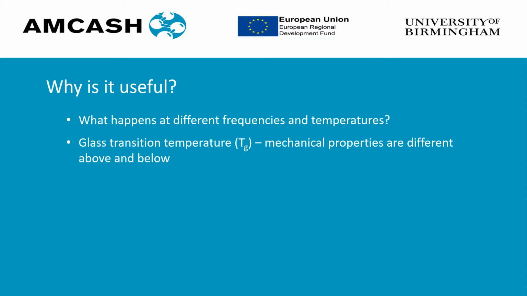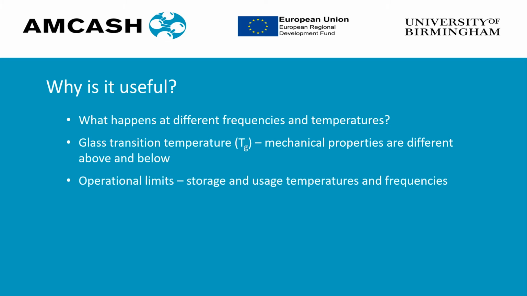Knowledge of the Tg can be used to inform the operational limits of a material, which may differ depending on whether the material is in use or in storage. Hard plastics are usually used below their Tg where they are stiff and strong, and rubbers are normally used above their Tg where they are flexible and stretchy. The data gathered may also indicate whether there has been any change in the degree of crystallinity or any degradation of the material.